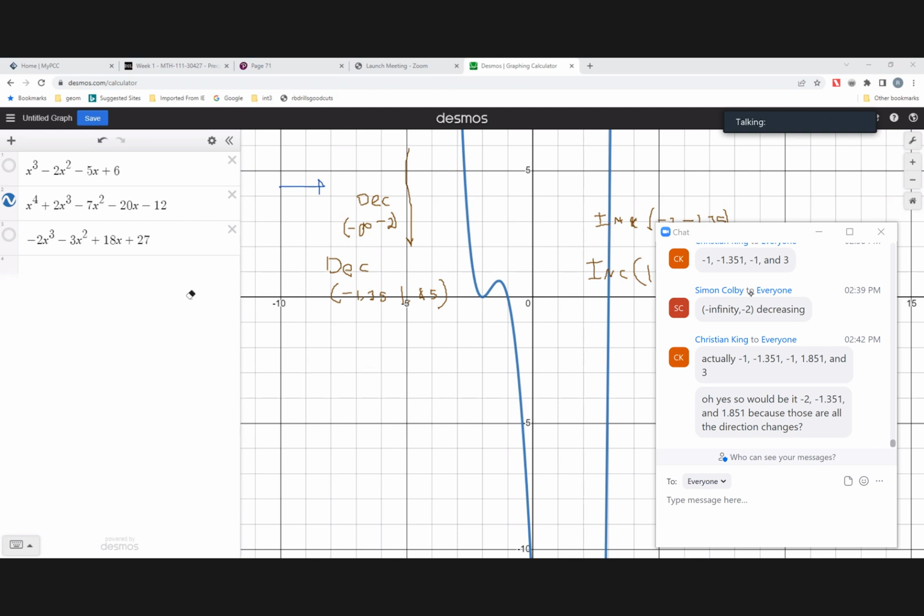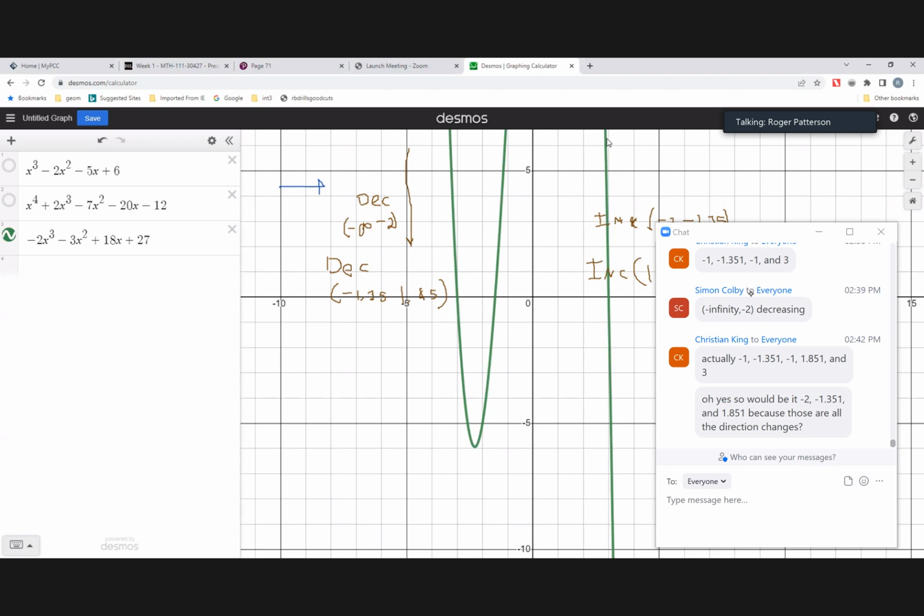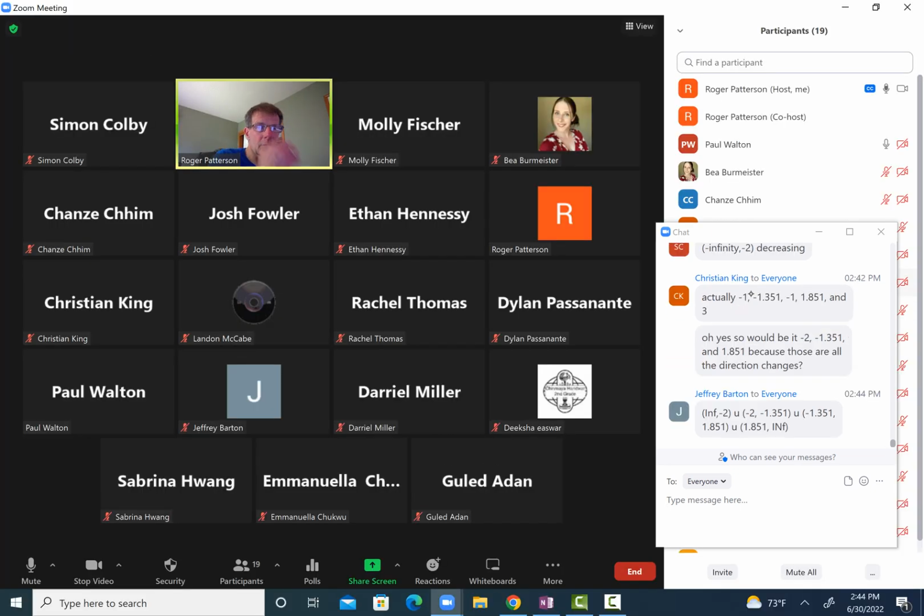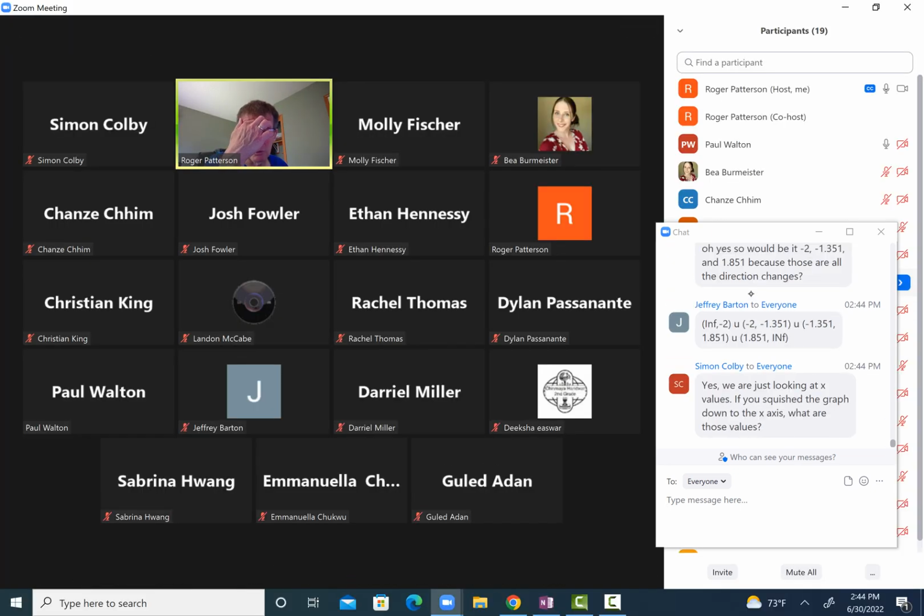Okay. All right, so let's try this now. I'm going to click off of this, click this one back on, stop my share, and let you try it. Let's do that one. So you guys come up with that one, right? Yes, you're only looking at the x values.